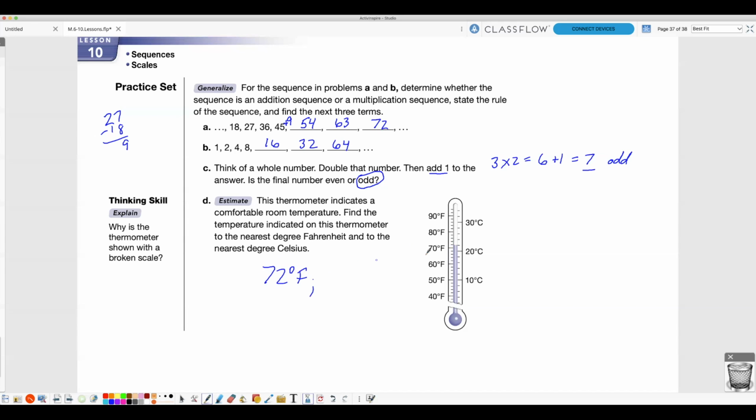And if I'm looking at the Celsius scale, I can see it's 20. There's 1, 2, 3, 4, 5 in between 20 and 30. So that means each one of those has to be worth 2. This would be 22, this would be 24, 26, 28, and then 30. So that means this would be 22 degrees Celsius.